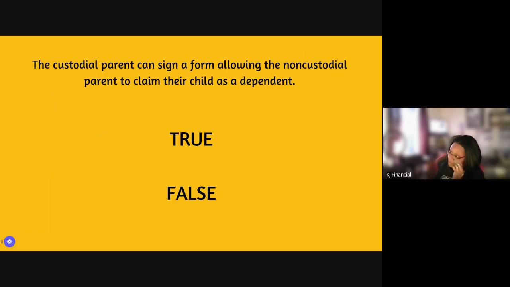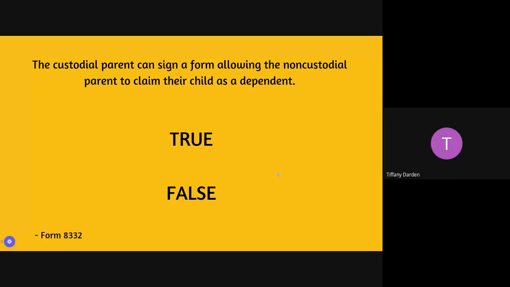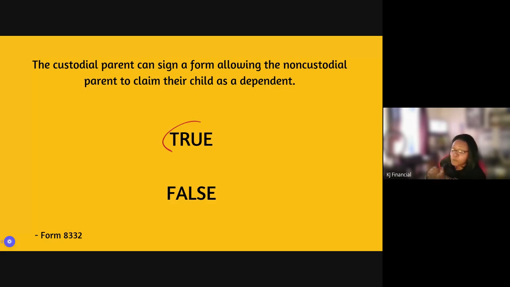All right. The custodial parent can sign a form allowing the non-custodial parent to claim their child as a dependent. True. Y'all saying true? Cool. True. And this is the form that they have to fill out. So it is Form 8332. We'll go over all of that again.